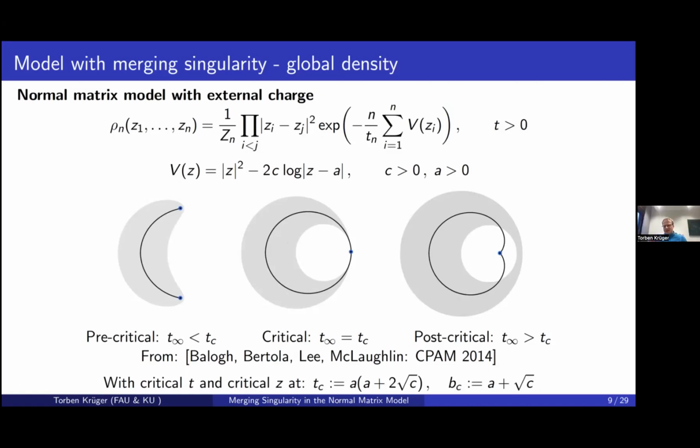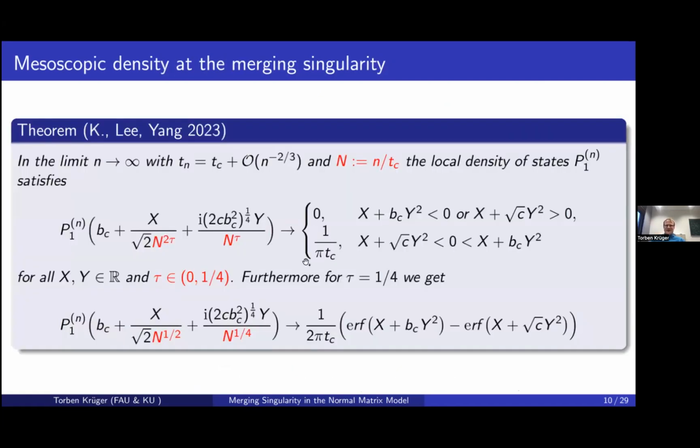So the important thing is that we will look at this critical case where there's the singularity appearing. And luckily for us, my co-authors McLaughlin and Bertola and Balogh already computed this picture, the global droplet, and also they computed some strong asymptotics, the leading order for the strong asymptotics of the associated orthogonal polynomials. This will be important later, so I'll skip the details and instead talk about the results now.